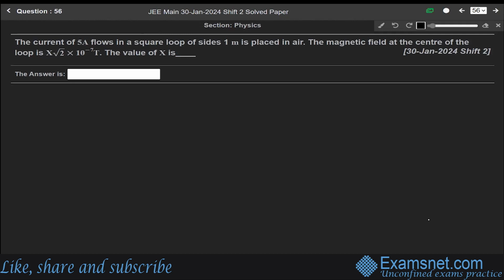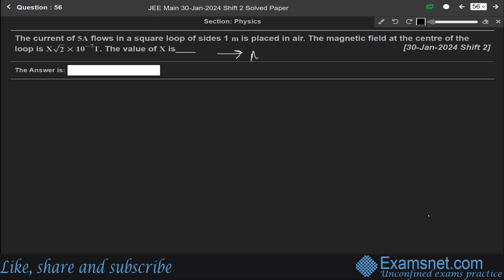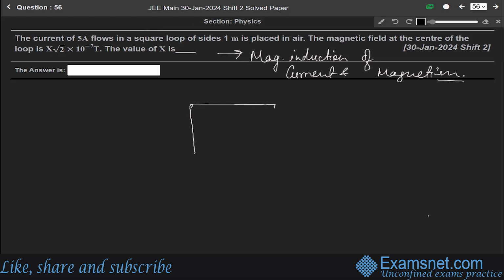So the next question is 56. A current of 5 ampere flows in a square loop of side 1 meter placed in air. The magnetic field at the center of the loop is this much. We have to find the value of x. So this question is from the chapter of magnetic effects of current and magnetism.